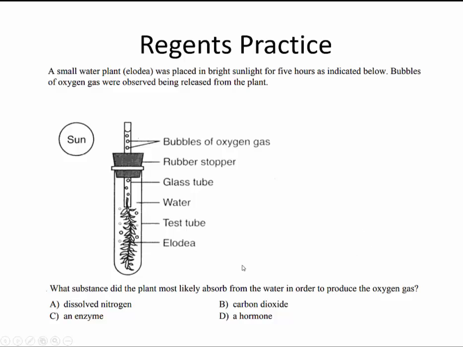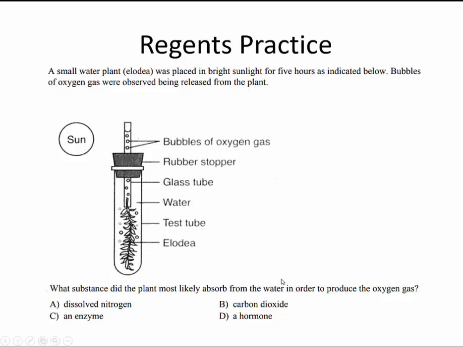All right. Looking at this, the plant is being exposed to sunlight, which means it's getting the energy to undergo photosynthesis. It's producing the bubbles. Those bubbles are most likely oxygen. Look, it's even labeled bubbles of oxygen gas. So if it's producing oxygen and it's being exposed to sunlight, it must be obvious at this point it's going through photosynthesis. Now, what has to be taken out of the water to do photosynthesis?